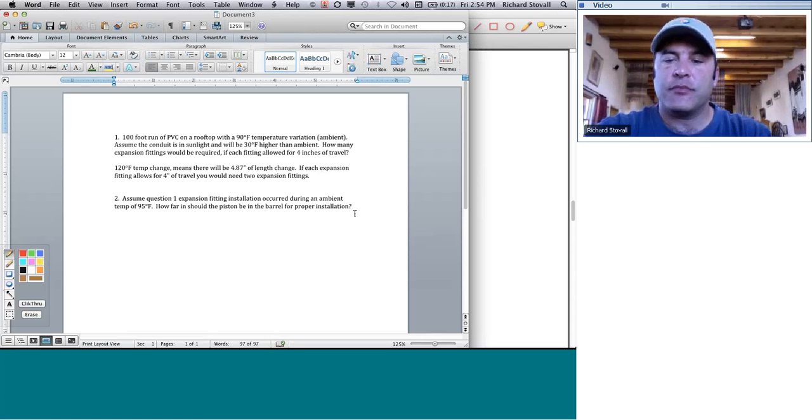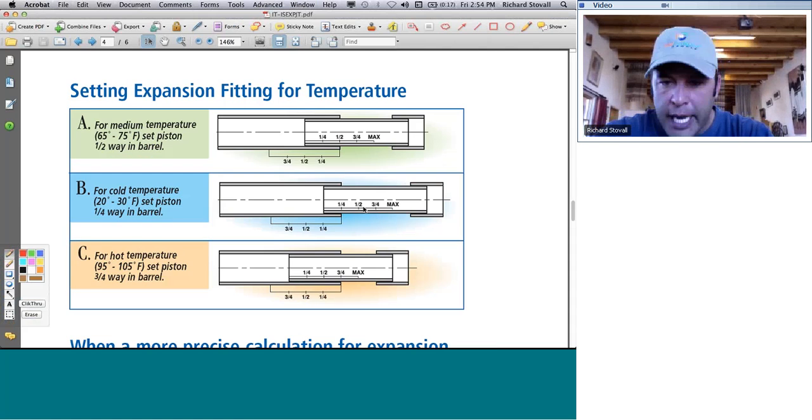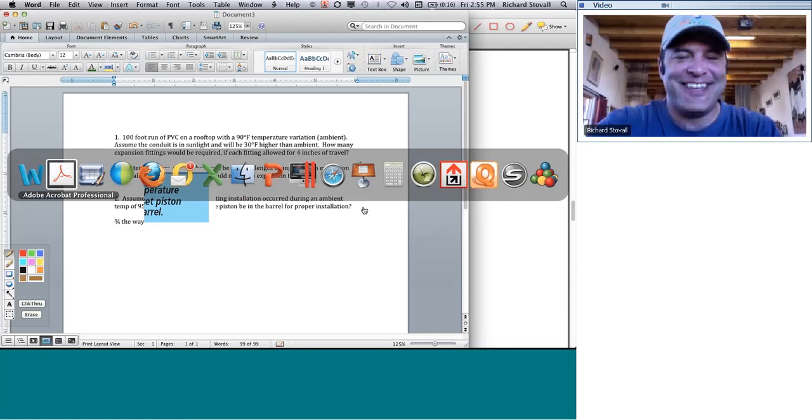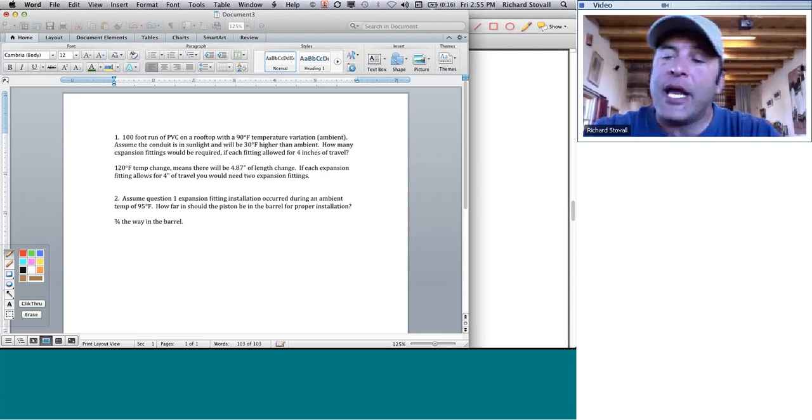is three quarters. The piston is 3/4 of the way in the barrel. I can't think of a better way to say it. That's how they used to describe it, so that must be the way to say it. The piston is 3/4 of the way in the barrel.